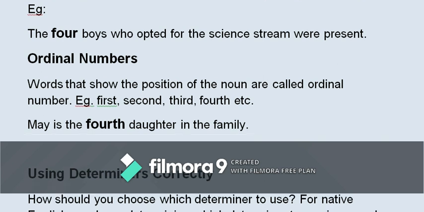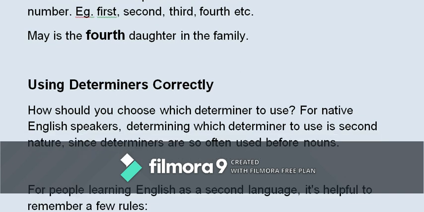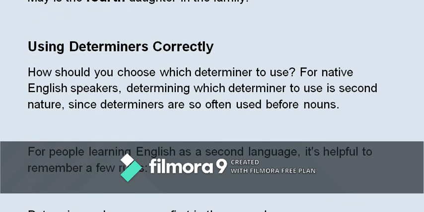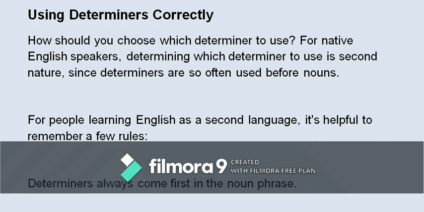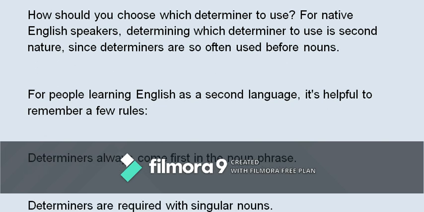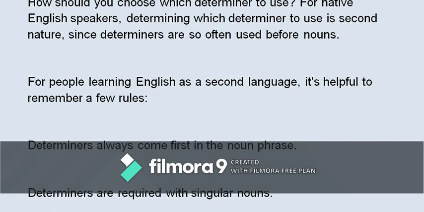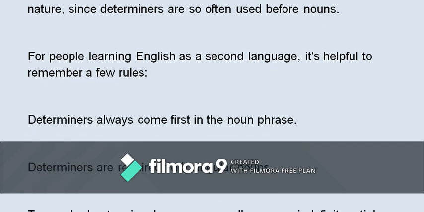Now, summarizing all, using determiners correctly, you need to keep certain specifics in mind. For example, those people who are using determiners for editing, omissions, gap filling, determiners always come first in the noun phrase. Noun phrase means a group of words where the noun is placed, and you will see the determiner is placed just before it. It is usually the subject of the sentence in certain cases. Determiners are required with singular nouns. That means with singular nouns definitely it is required.